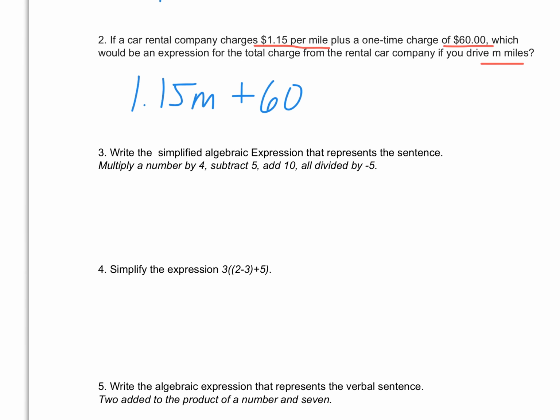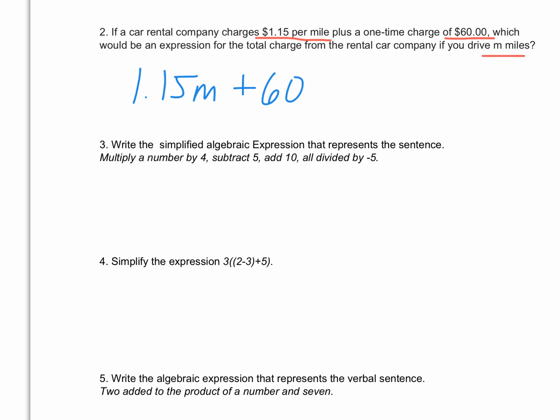Okay, let's go on to number 3. It says, write the simplified algebraic expression that represents the following sentence. It says, multiply a number by 4, subtract 5, add 10, all divided by 5. So I want to write this in that order, starting by multiplying a number by 4. So I'm going to say 4 times some number.